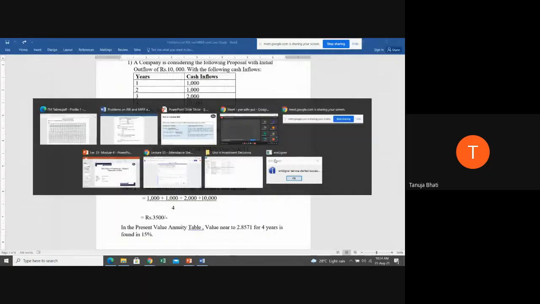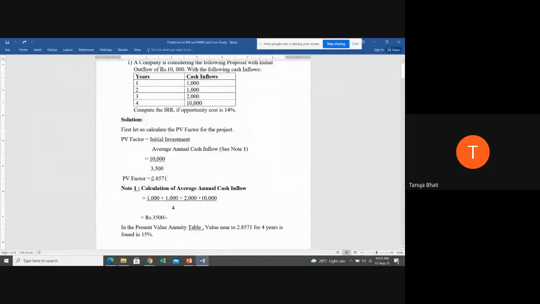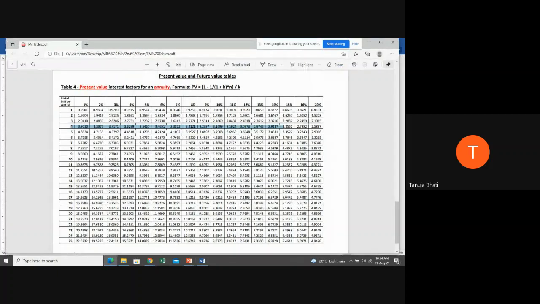Now what is the PV factor? 2.8571. So where is 2.8571? Can anyone tell me where it is? Which rate will you use as IRR? Which number is nearest to 2.8571, or is there an absolute number 2.85? Can you see it anywhere? Yes, students?